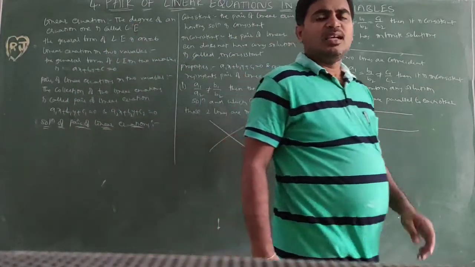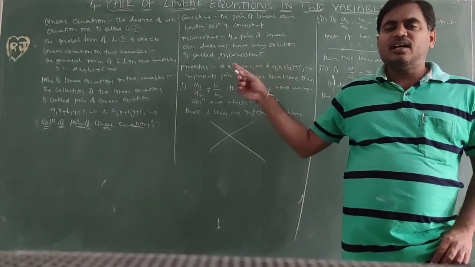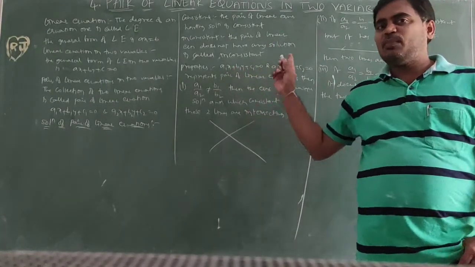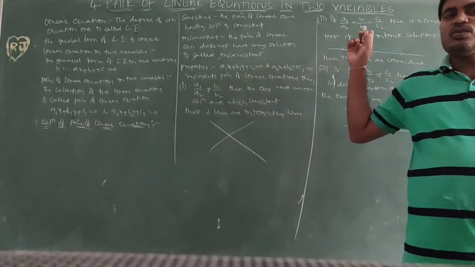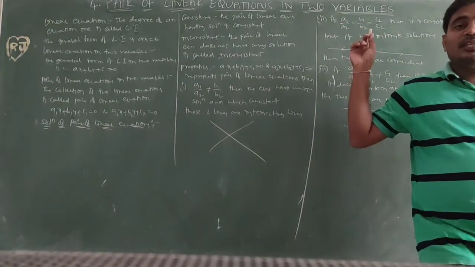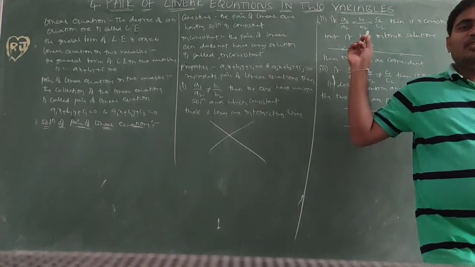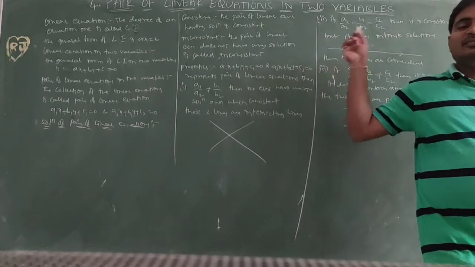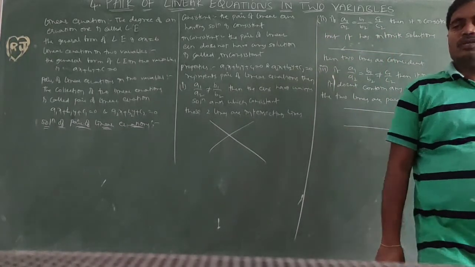Three conditions: a1 by a2 not equal to b1 by b2, consistent and intersecting lines. a1 by a2 equal to b1 by b2 equal to c1 by c2, then those two lines are coincident lines. Then also it is consistent, but it has infinite solutions. So every point on the coincident lines must be a solution.